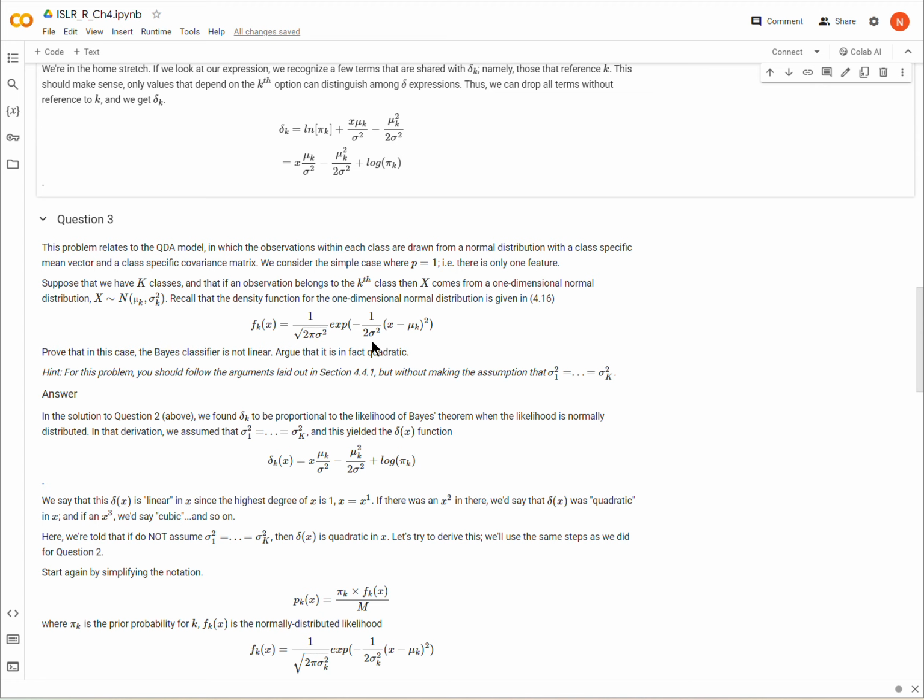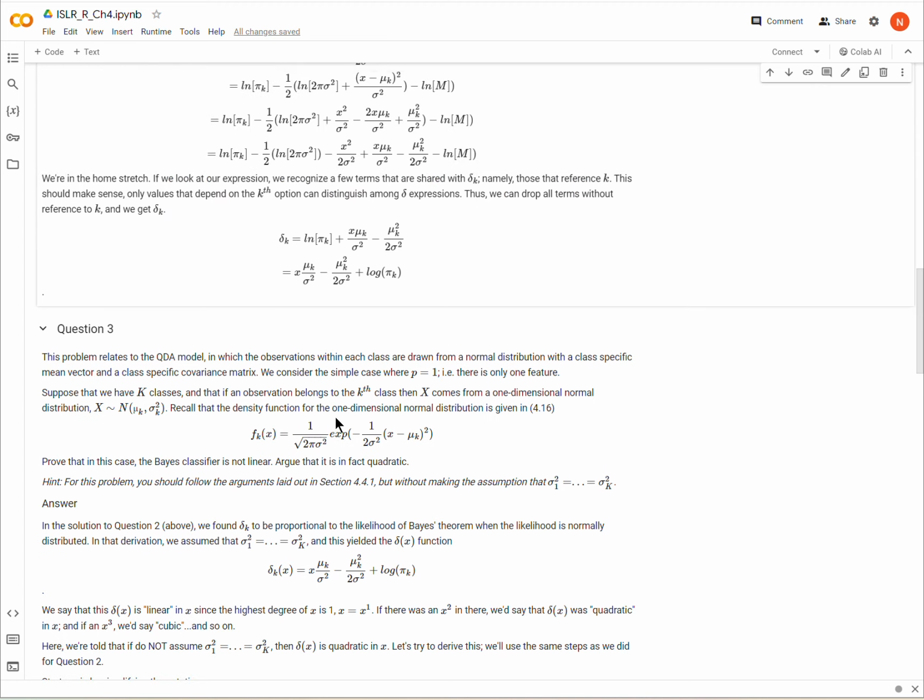Okay, and so whereas the delta function for linear discriminant analysis, right, which we went over in number 2, was linear. Okay, and we say it's linear in X because here we have the only X, and X is not raised to any power, right? So in this case it's linear. Okay, so we're linear in X when we assume that all of the classes have the same variance.